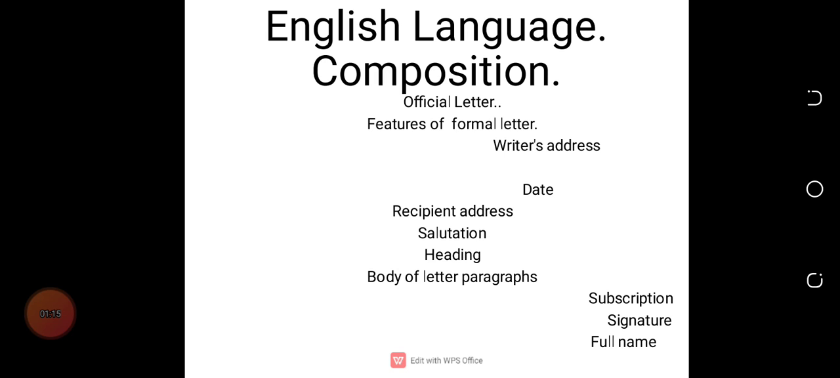So for the features, we have the writer's address, the date, the recipient address, salutation, heading, body of the letter in paragraphs, the subscription, the signature, and full name. All these are needed on a formal letter. Okay, so let us look at the features one after the other.